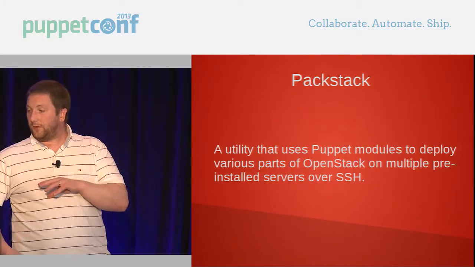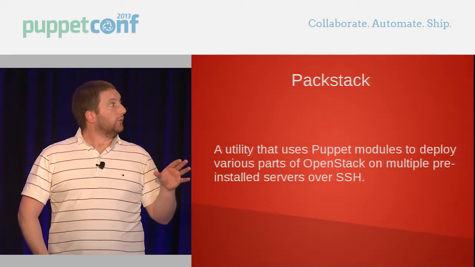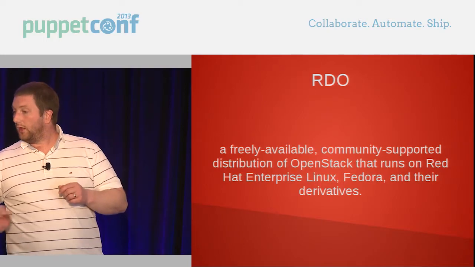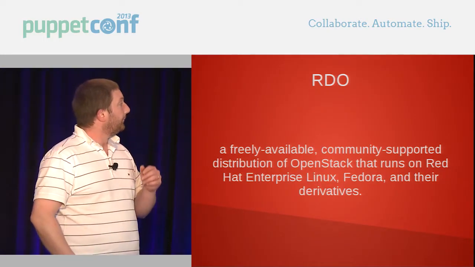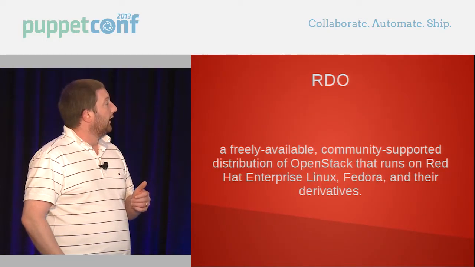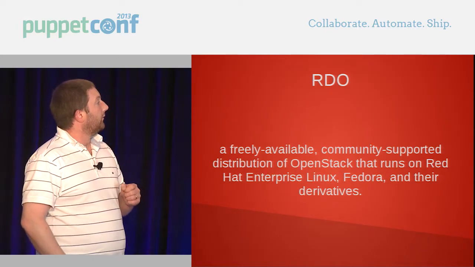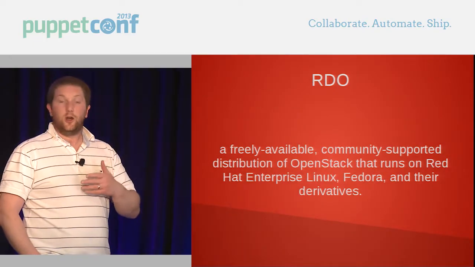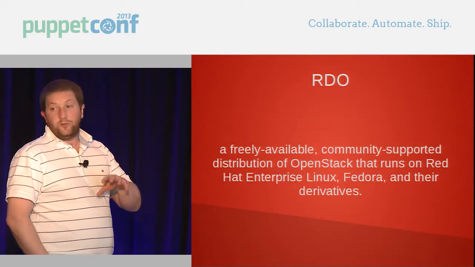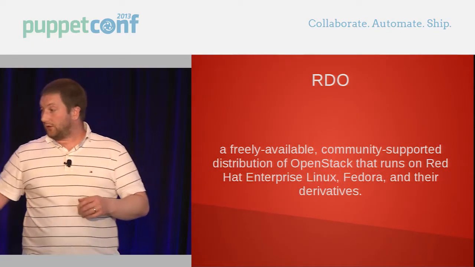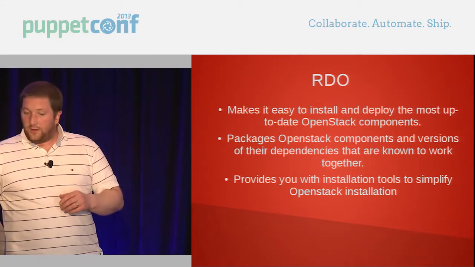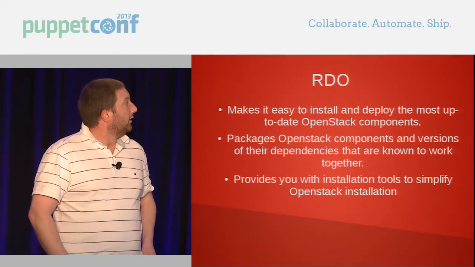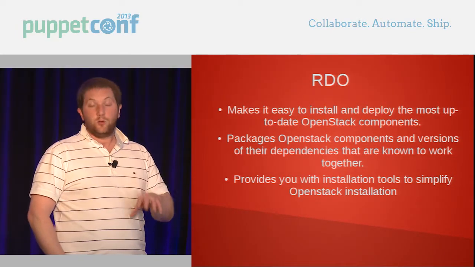And first of all, where would you get Packstack? Packstack is available on the RDO website, which is a website for Red Hat distributions, so either Red Hat Enterprise Linux, Fedora, or any of their derivatives. And up there we have all the packages and Packstack included. So Packstack, or RDO, makes it easy to install and deploy the most up-to-date OpenStack components.